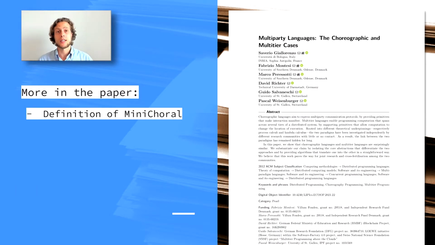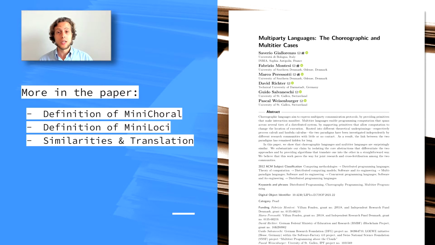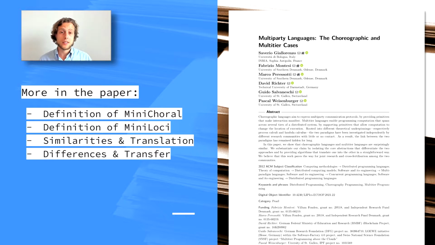For example, you can find the definition of the mini Choral language, the definition of the mini Loci language, a description of the similarities leading to the translation algorithm, and the description of the remaining differences between these languages with an outlook on how to overcome those by transferring features from one language to the other.